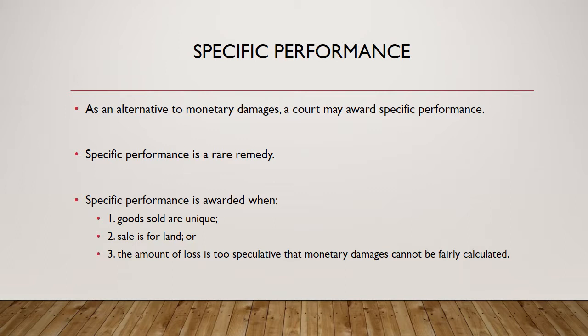Lastly, specific performance may be awarded when the amount of the loss is too uncertain, too speculative, such that you cannot calculate fairly the monetary damages. That's the point, in that you can't put a dollar value on it, and so if you can't quantify the loss in money damages, then you should be required to perform the contract, so that the non-breaching party is put in the position they would have been in if the contract had been performed. The goods sold are unique, and the amount of loss is too uncertain such that it can't be fairly calculated. Those don't come up very often. The one that comes up with any sort of regularity, if at all, is specific performance for sale of land.